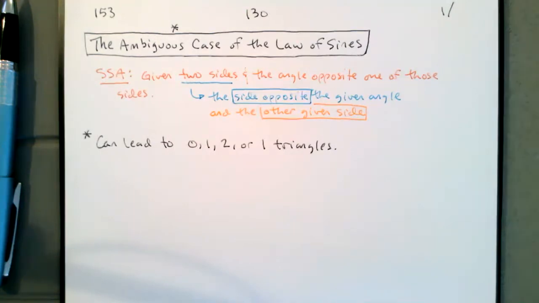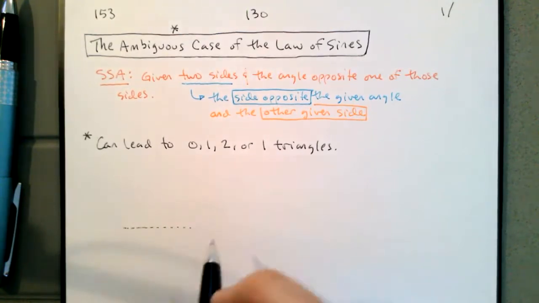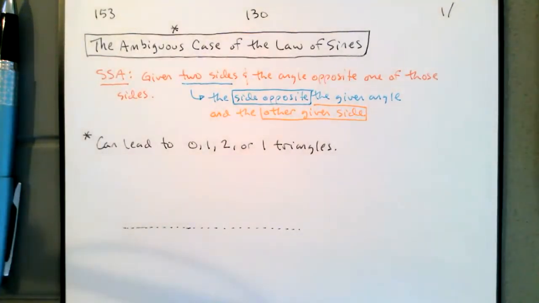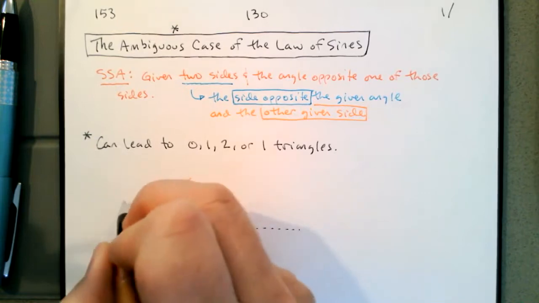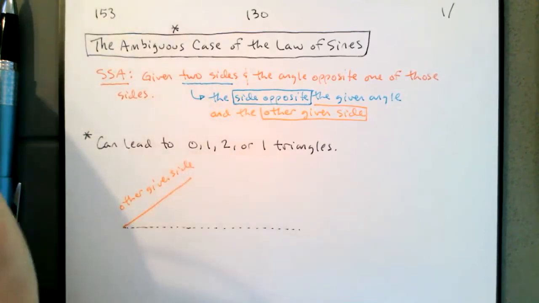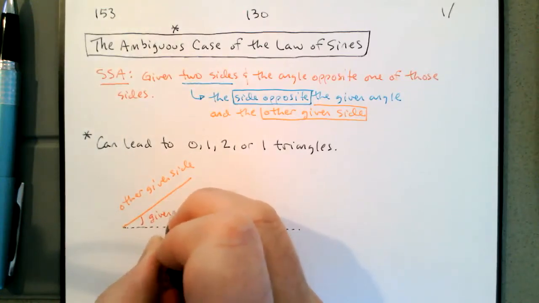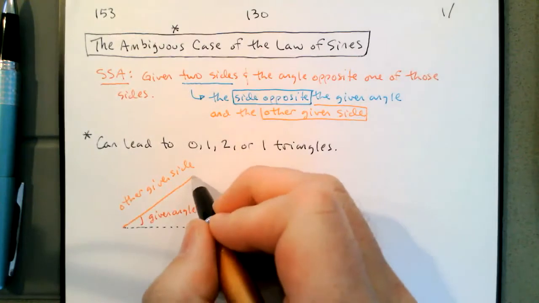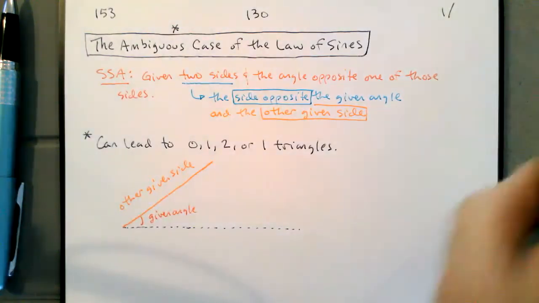Remember, the setup is that we have two sides and a given angle. So if we start off by drawing, I think I used the other colors yesterday. So let's suppose that this is the other given side. We have a given angle. And this horizontal line down here is where the third side is going to go.